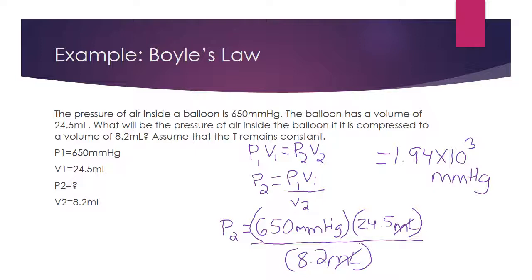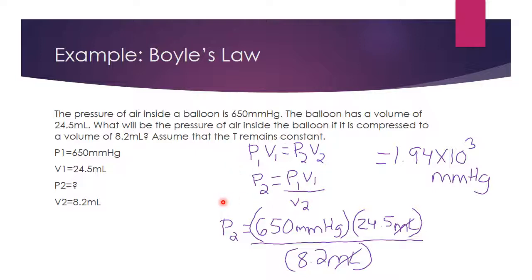So the first thing I like to do is plug in my values. P1 is going to equal 650 millimeters of mercury. V1 is going to equal 24.5 milliliters. P2, I put a question mark because that's what we're going to be solving for. And V2 equals 8.2 milliliters. So the equation we have is P1 times V1 equals P2 times V2. So P2 equals P1 times V1 divided by V2.